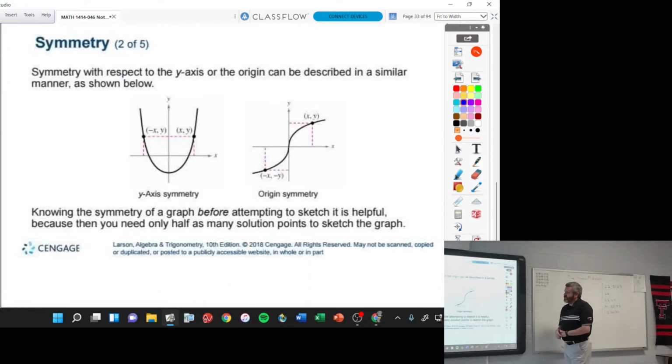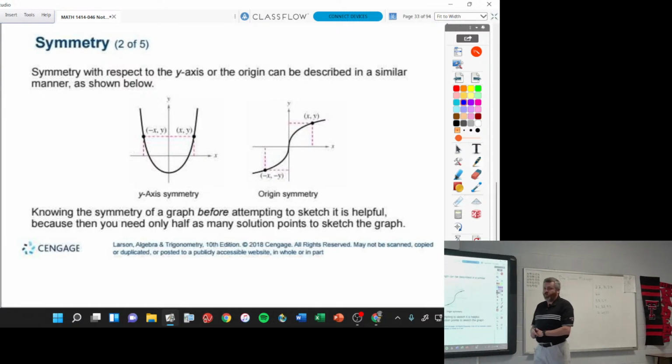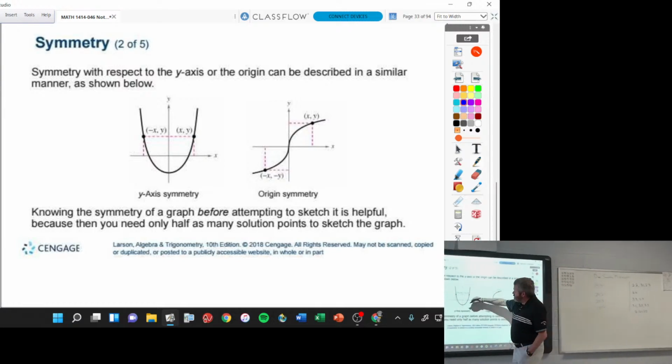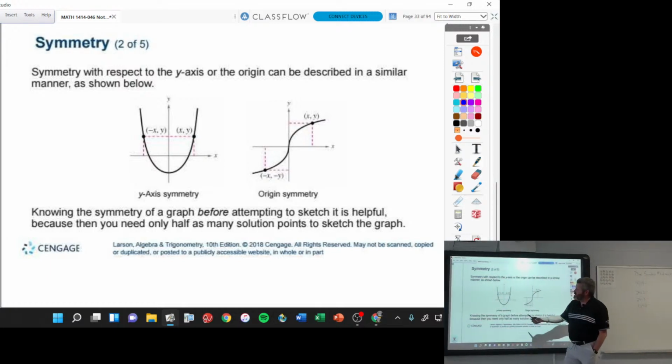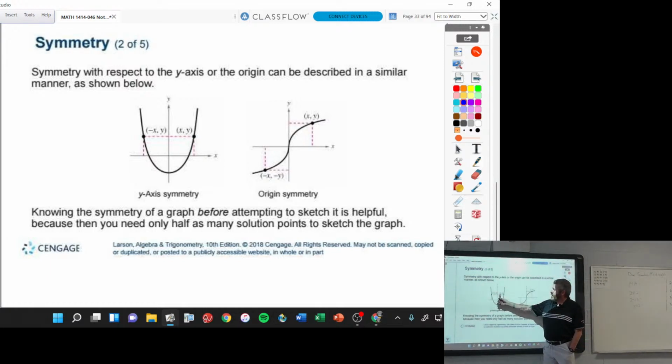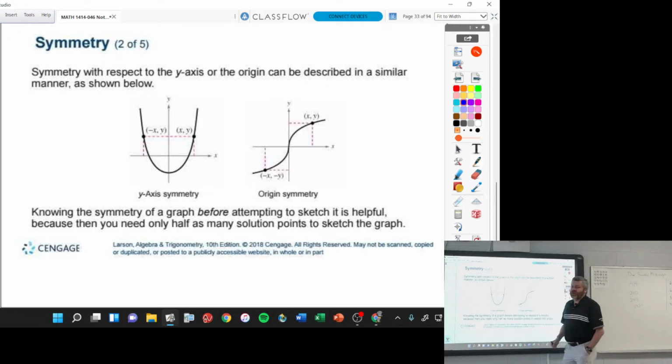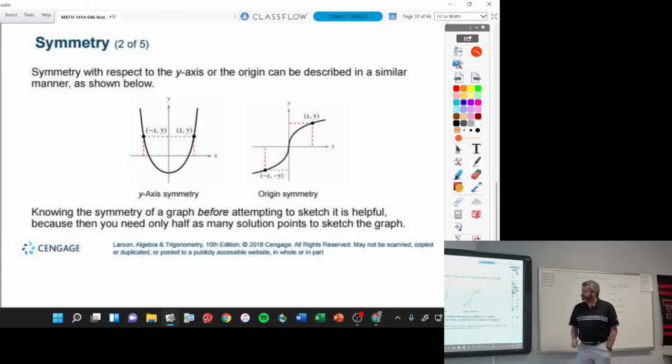So this first picture on the left side here is a picture of y-axis symmetry. If I was to fold this graph right on this y-axis, it would lay on top of itself. Also notice on the y-axis symmetry, if I have some point (x, y) on the graph, then the point (-x, y) would also be on the graph, and that's where that symmetry comes in.